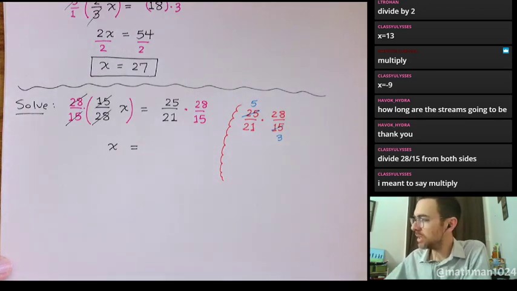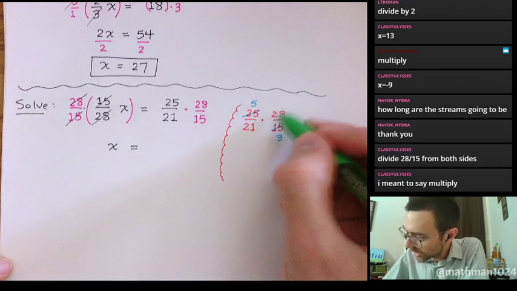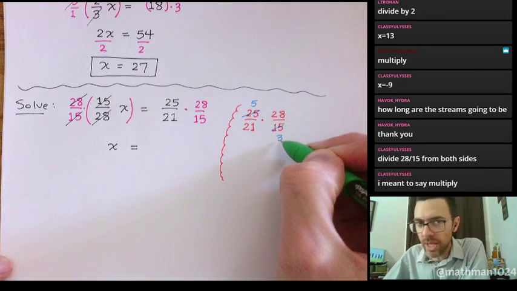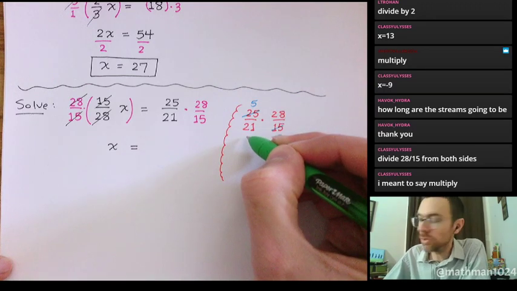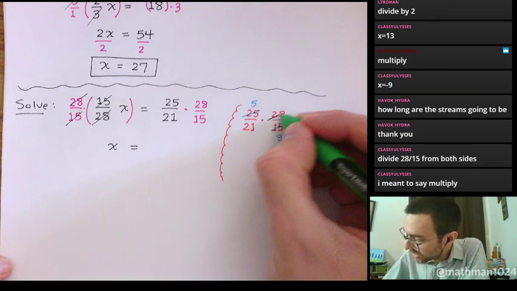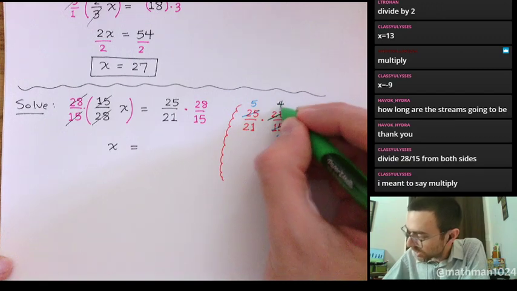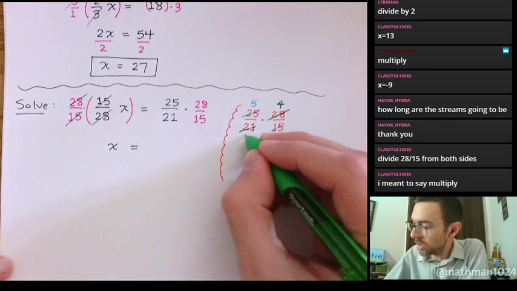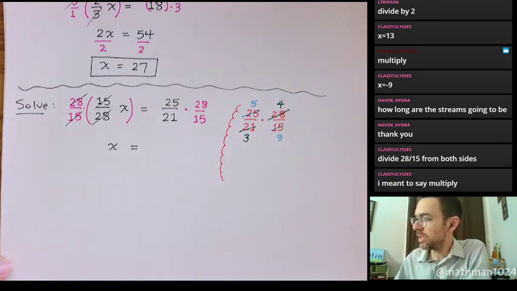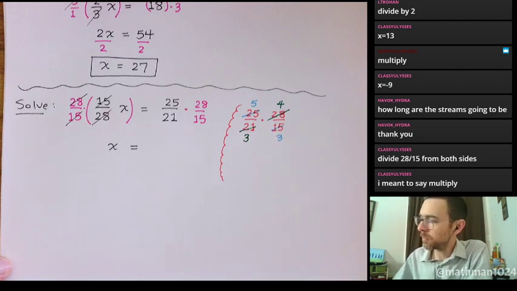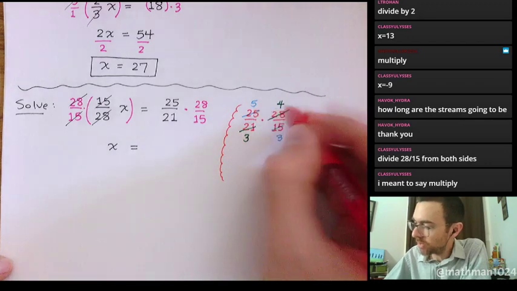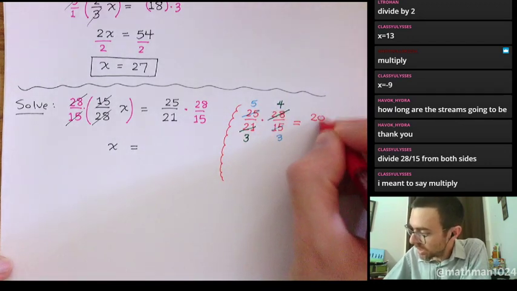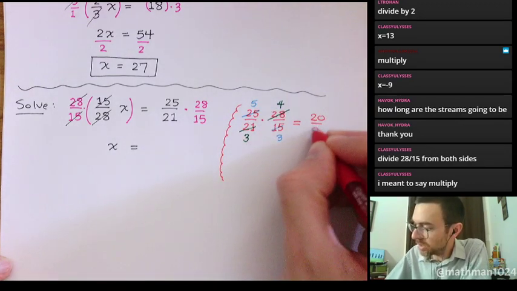And then, if you look here, let's look at the 28. 28 and 3 can't reduce. However, 28 and 21 can reduce. They have a common factor of 7. 7 goes into 28 4 times, and 7 goes into 21 3 times. So we made these numbers a lot smaller. And now just multiply straight across. 5 times 4 is 20, and 3 times 3 is 9.